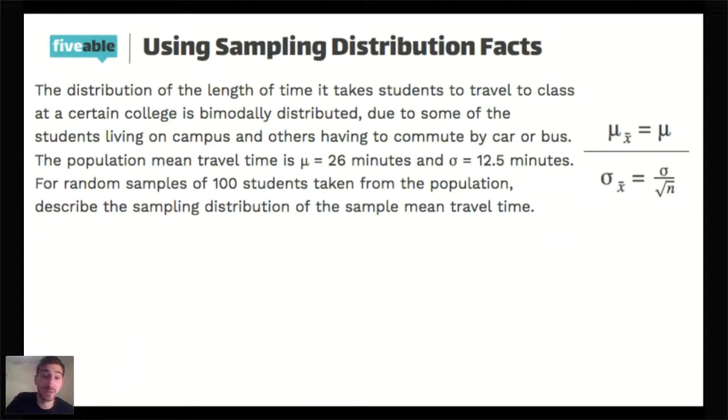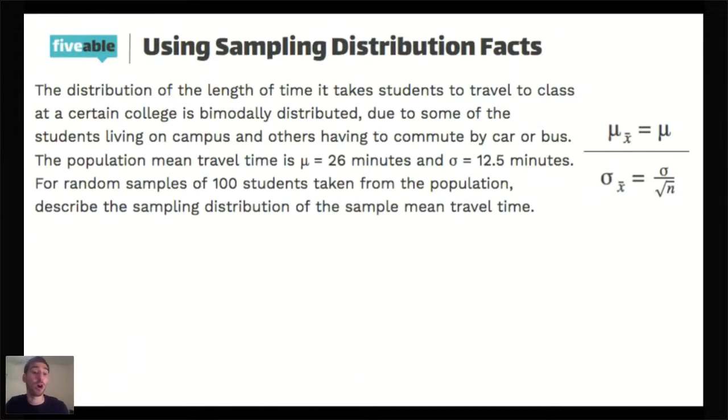But we're then given info that the population mean travel time is 26 minutes with a standard deviation of 12.5 minutes. For random samples of 100 students taken from the population, describe the sampling distribution of sample mean travel time. That keyword, describe: anytime you're talking about a distribution, whether it's a population or a sample or a sampling distribution, describe means that you should be talking about center, shape, spread, outliers. My class uses CUSS as an acronym: center, unusual feature, shape, spread. Your class might have used SOCS, shape, outliers, center, spread, or some of you just memorize the things to talk about. But anytime you're asked to describe a distribution, that's typically what you're being asked to do.